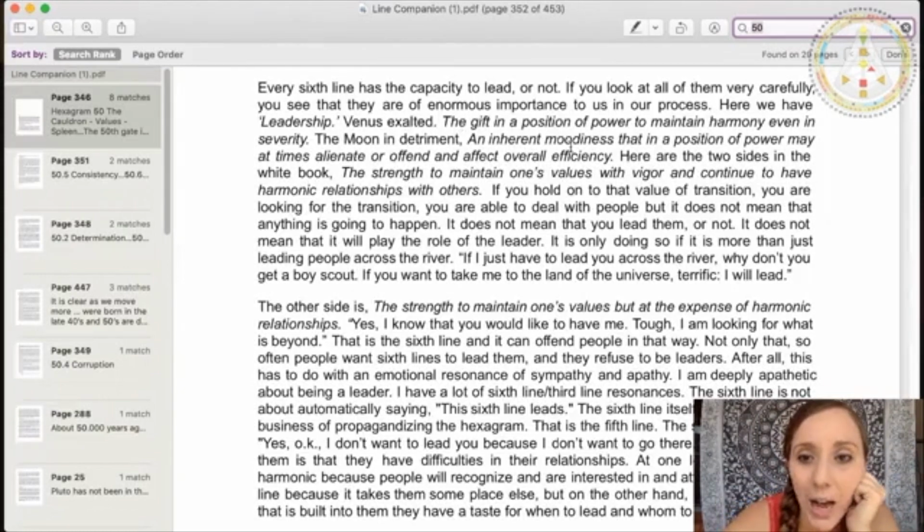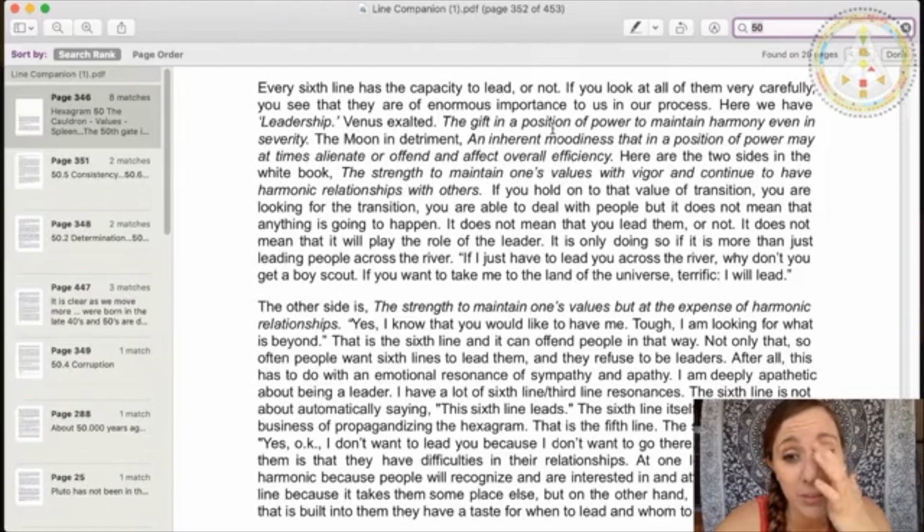So the gift is a position of power to maintain harmony, even in severity. These people who have Venus exalted in this 50.6 can maintain harmony even in crazy situations when you're in the position of power because you're a 6 line. And in detriment, it's an inherent moodiness that in a position of power may at times alienate, which is a key thing for 6 lines, or offend and affect overall efficiency. Here are 2 sides in the white book: the strength to maintain one's values with vigor and continue to have harmonic relationships with others.